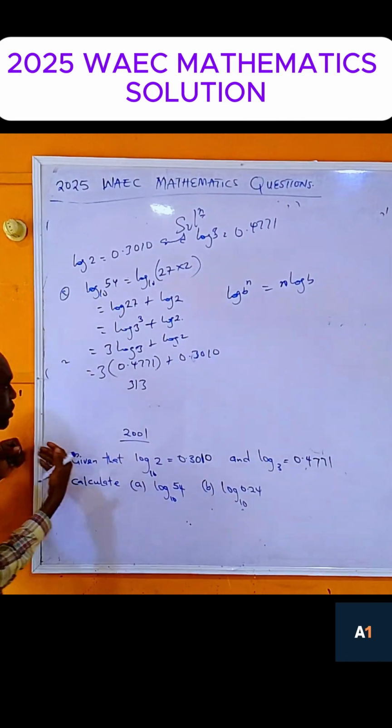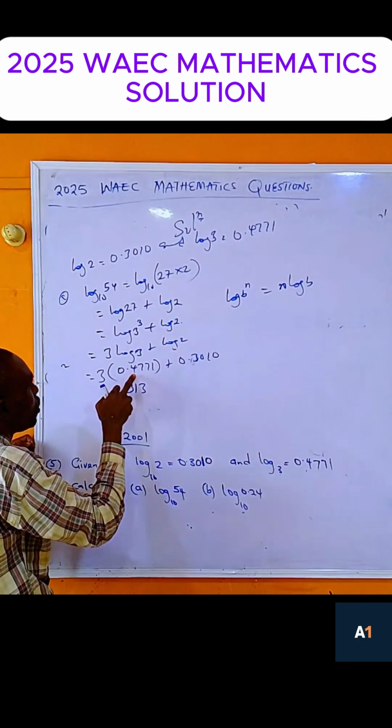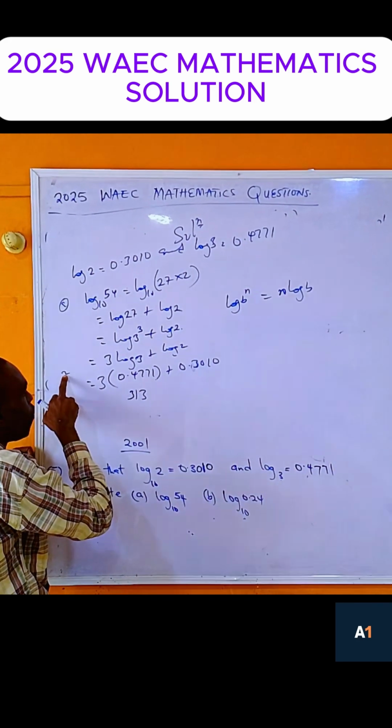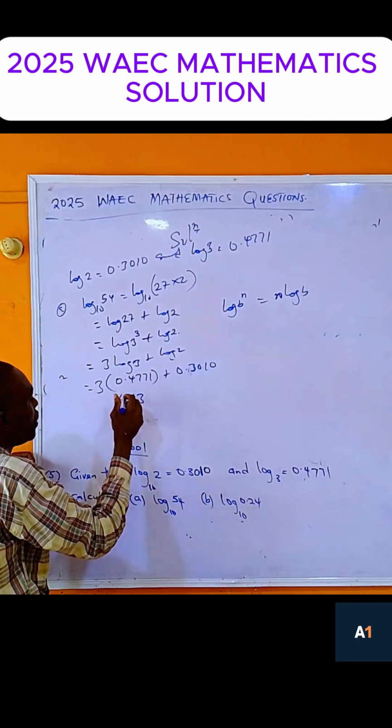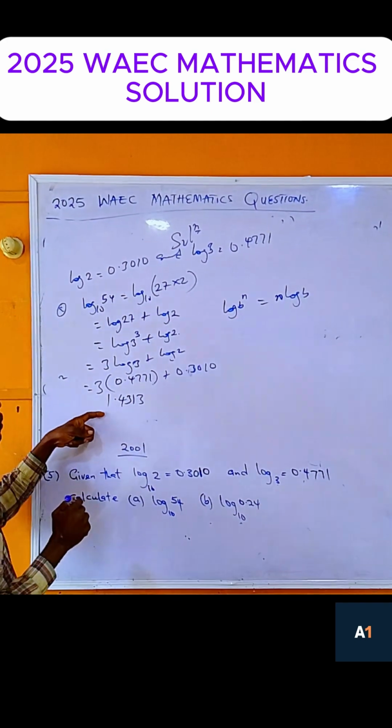No, so that is 22. So 3 times this will give us 12. So 12 plus 2 will give you 14. So we have 4 remainder 1 point. Then 3 times 0 plus 1. So it will give us this one.